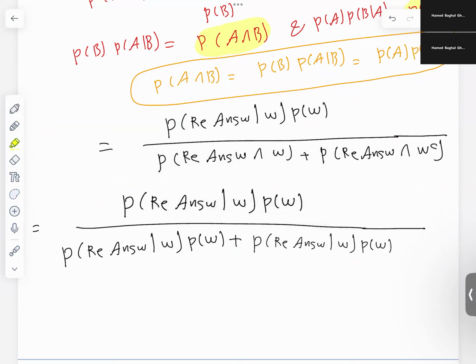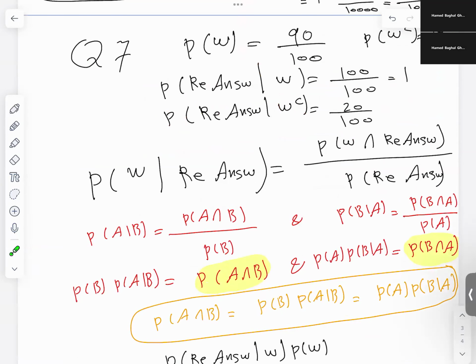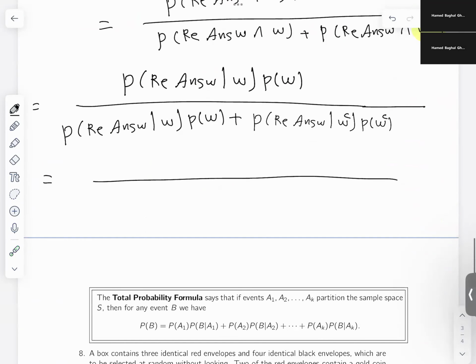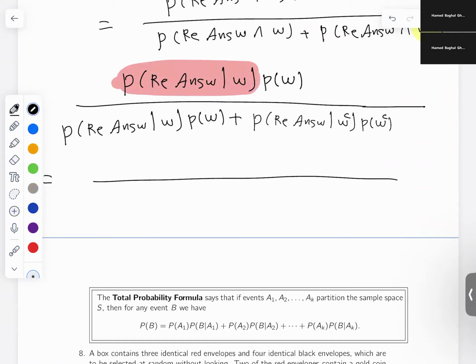Says that W is complement. So I will write complement. Did you understand? So now the rest is not important because it's just substitution. Return the answer is just always 1. Return the answer when it's not working 20%. So this one, one times probability that machine working is 90%.